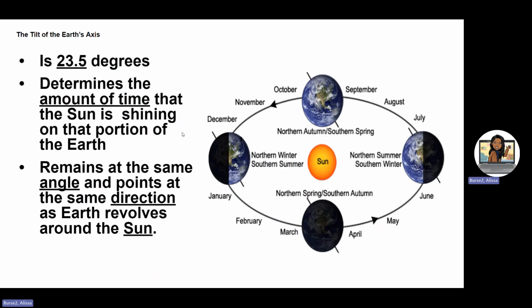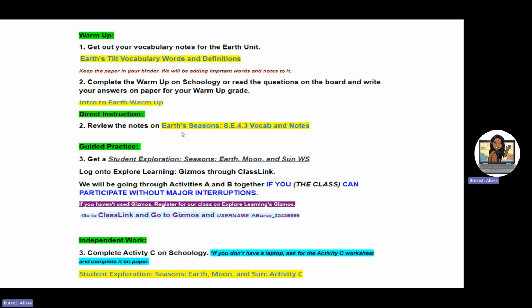Then we're going to go to your worksheet with Gizmos, Seasons, Earth, Moon, and Sun. You'll pull that up on your Gizmos. You need to go through ClassLink to pull it up. We're going to try to go through activities A and B, and I'll show you where to get a little help for C.